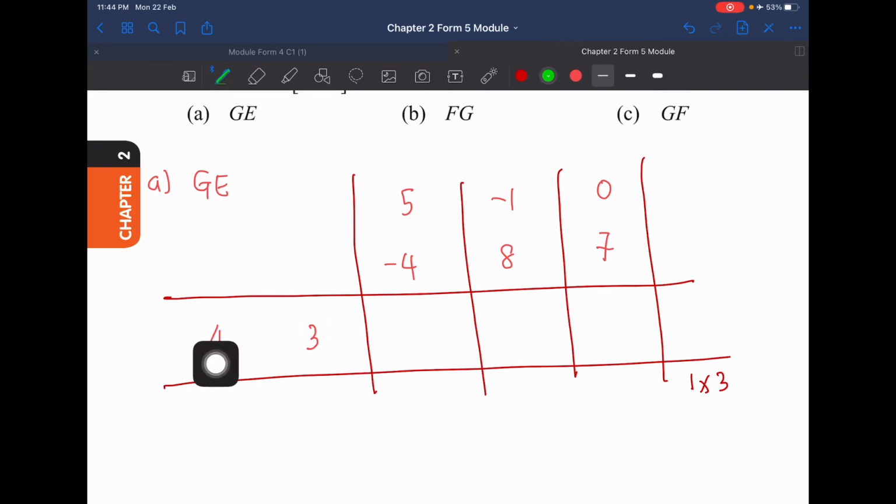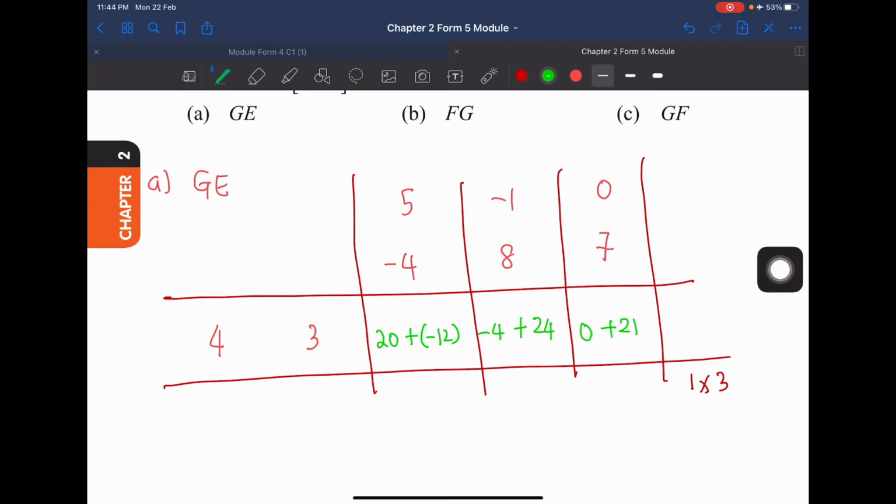Then we try to compute it one by one. 4 times 5 is 20 plus 3 times negative 4, negative 12. And then 4 times negative 1 is negative 4 plus 3 times 8 is 24. And the last one, 4 times 0 is 0 plus 3 times 7 is 21. So your final answer will be 20 minus 12 is 8, negative 4 plus 24 is 20, and 0 plus 21 is 21. So this is your final answer for A.